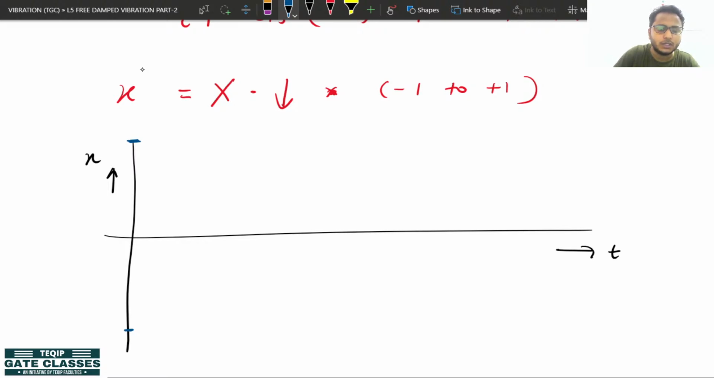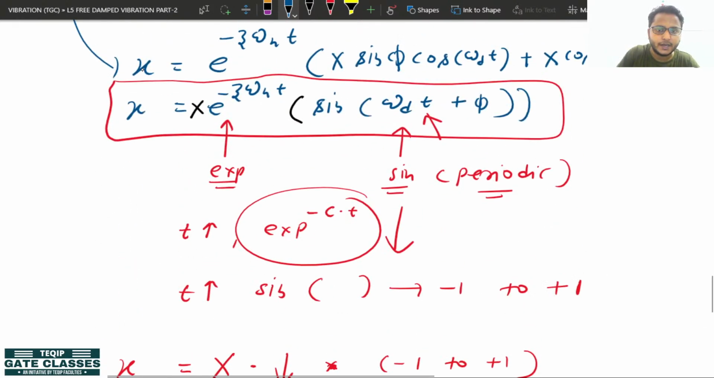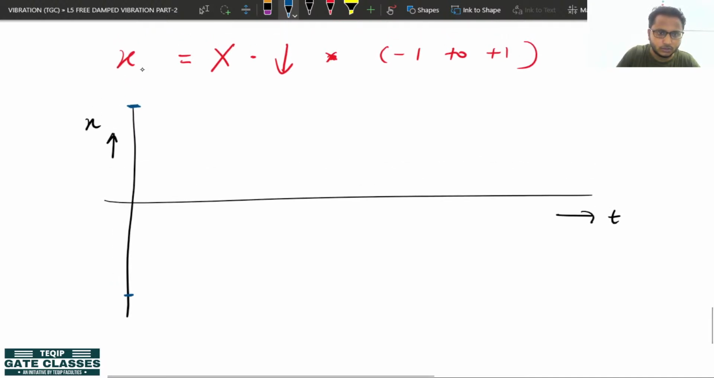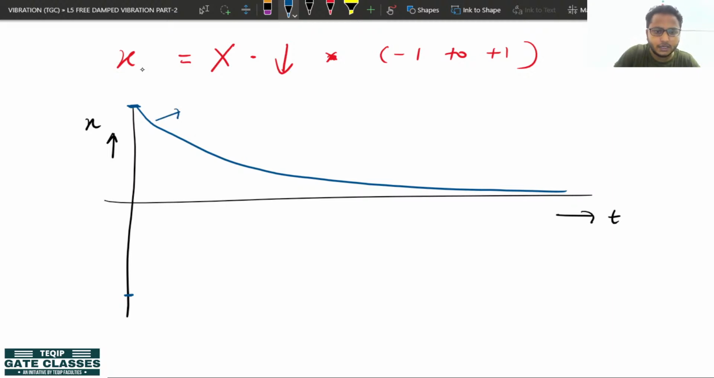And where will the maximum value be? At t equals to 0. At t equals to 0 we can find out the value of x, right? But we will do that later on. So we are going to see that the first term is an exponential decreasing function. So I'm going to draw the exponential decreasing function when it is positive. When the sine is +1, the equation will be x equals to capital X exponential to the power minus zeta omega n into t.